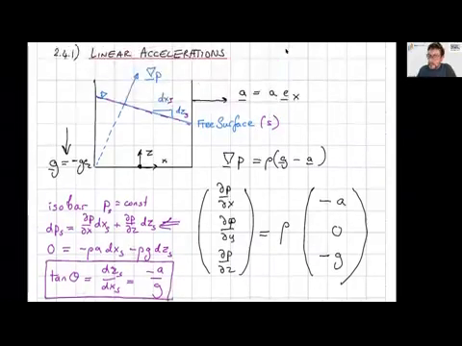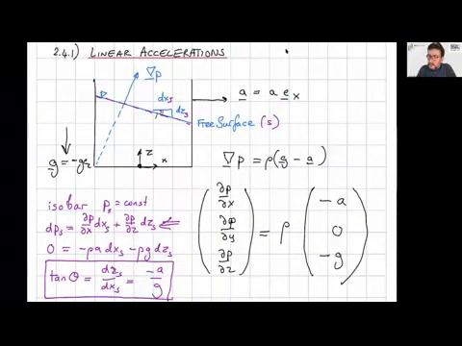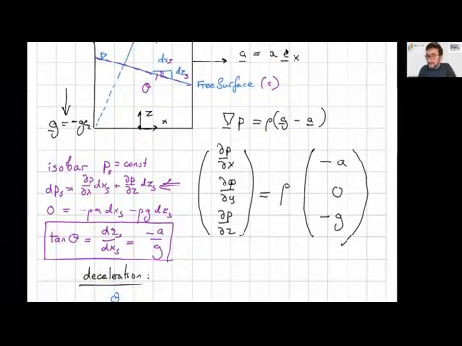And so as I've drawn it here, this angle theta is negative. A is a positive scalar. G is a positive scalar. So the angle of my surface is negative. And so sure enough, the surface slopes down like this.